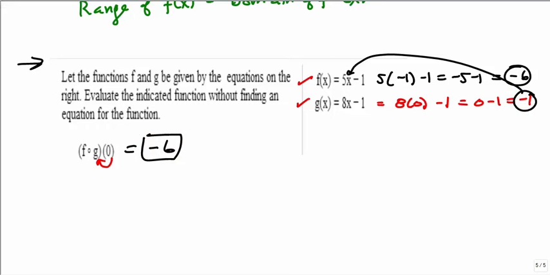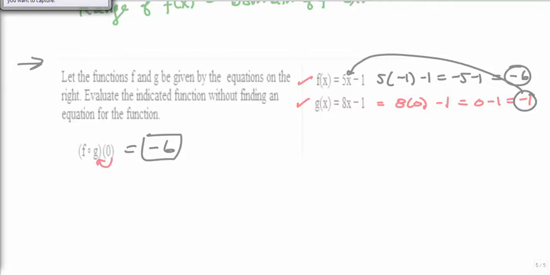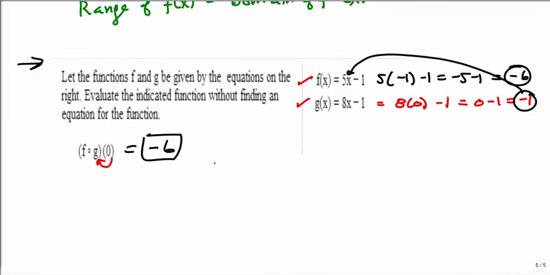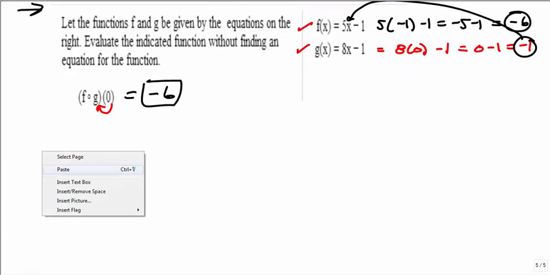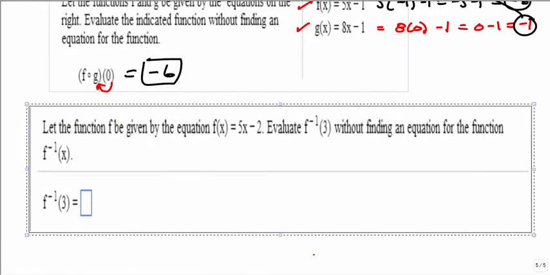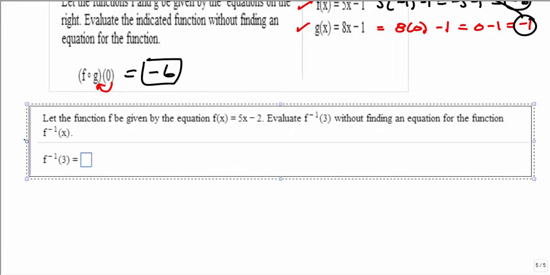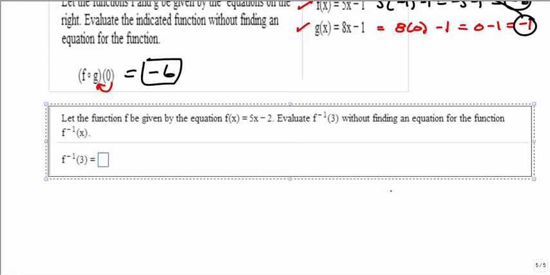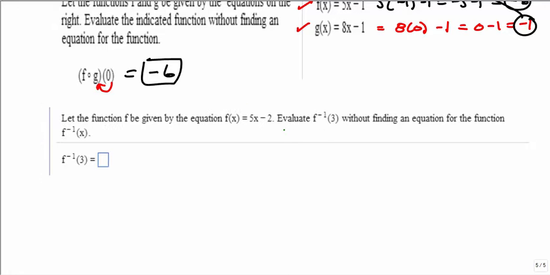Okay, let's look at another example that you'll see in this section as well. In this one, we're going to be using the inverse notation, so it's going to look a little bit different. Okay, so for this one, let's go ahead and read through it. It says, let the function f be given by f of x equals 5x minus 2, and evaluate f inverse of 3 without finding an equation for the function. So they want to know what f inverse of 3 is.